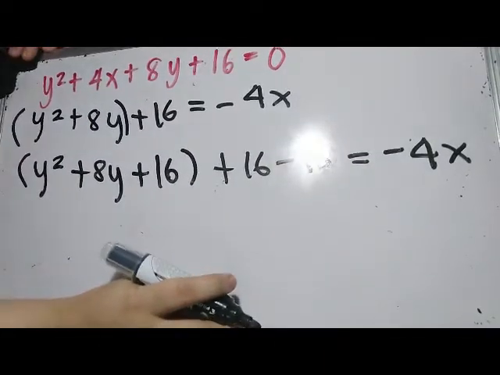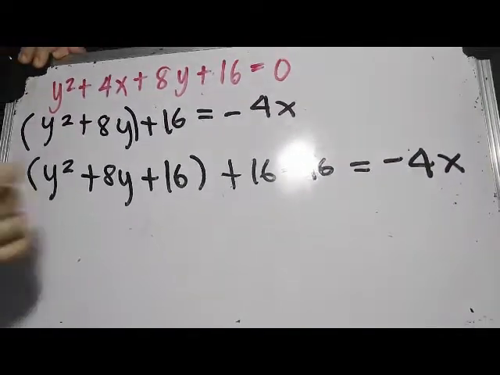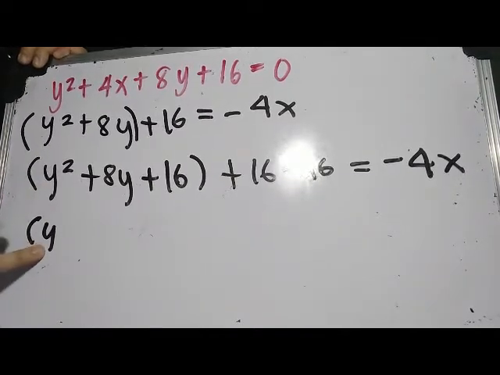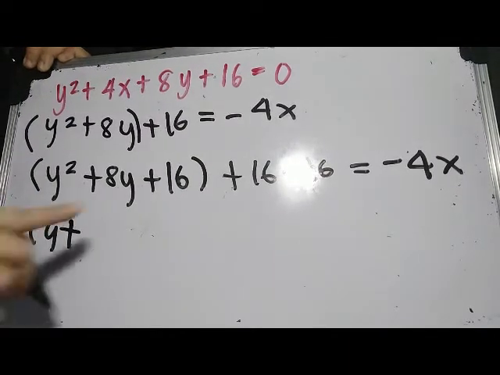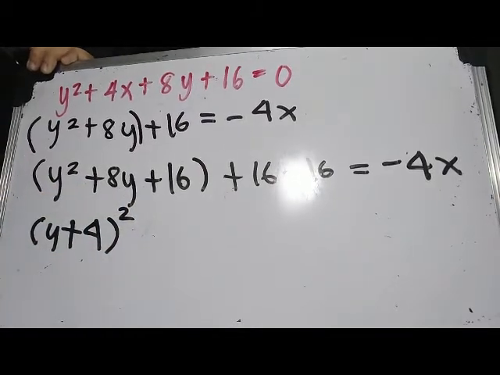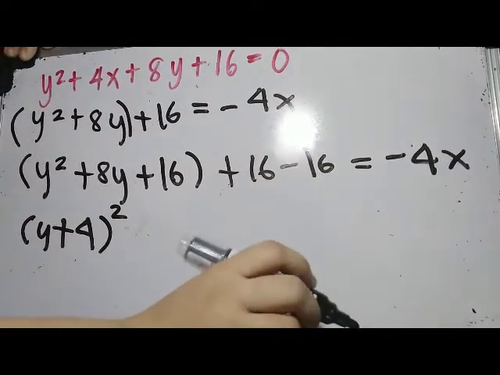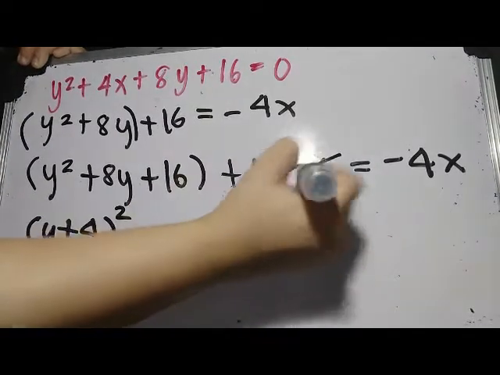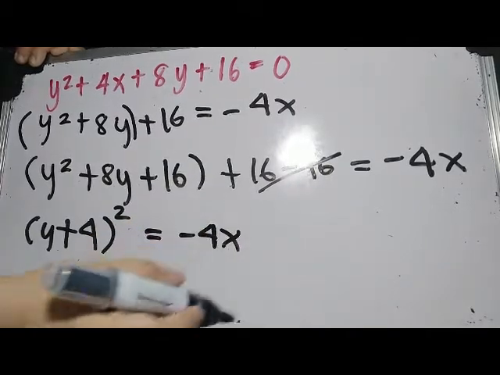Alright, then we will express this perfect square trinomial as the square of a binomial, so that will be parenthesis, square root of y squared, it will give us y. Get the sign of the middle term, that is positive, and then square root of 16, that is 4, and then squared. And then simplify the constants that we have here. Positive 16 minus 16 is actually 0, so it's fine if we won't write it anymore because it's cancelled. And then equal to negative 4x.